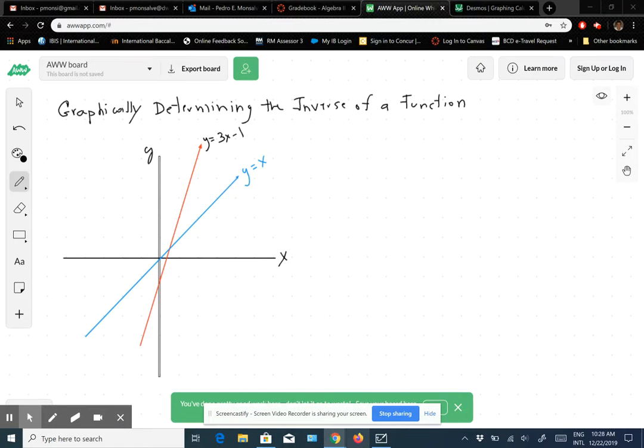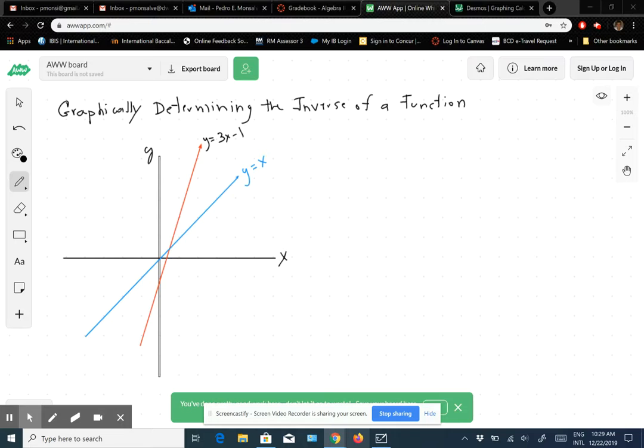Hello students. Today we will be looking at how we can graphically determine the inverse of a function. For this purpose, we will be working with a linear function y equals 3x minus 1, which I have sketched on my xy axis on my whiteboard. I have also drawn in the function y equals x, and I will explain later why I have done this.